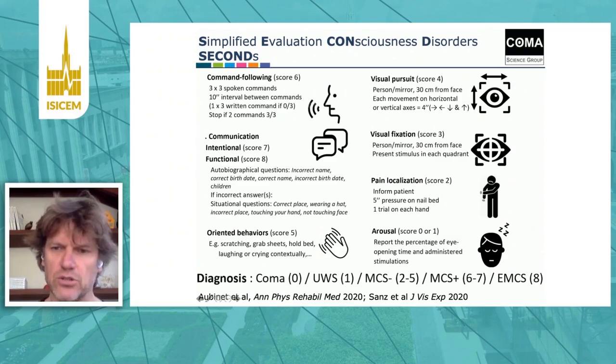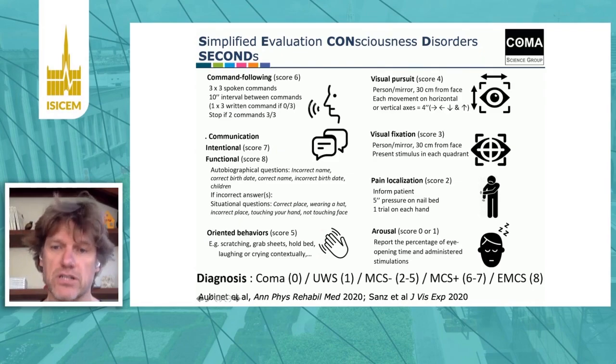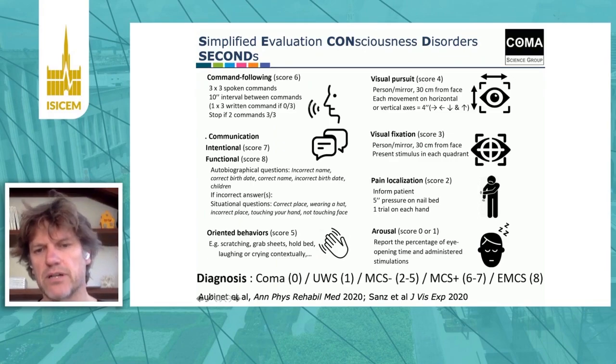So a scale from 0 to 8, 0 is coma, 1 is unresponsive wakefulness, what you used to call vegetative state. Minimally conscious state minus, non-reflex behaviors, 2 to 5. Minimally conscious state plus, response to command, score 6 or 7, and then emergence from the minimally conscious state with the recovery of consciousness, score 8. Terribly simple. You have the references. Please contact us. There's also a paper by Leandro Sanz showing a video on how to do this.